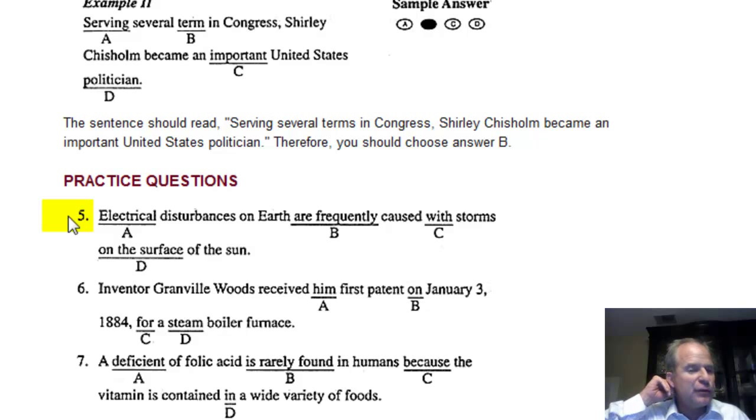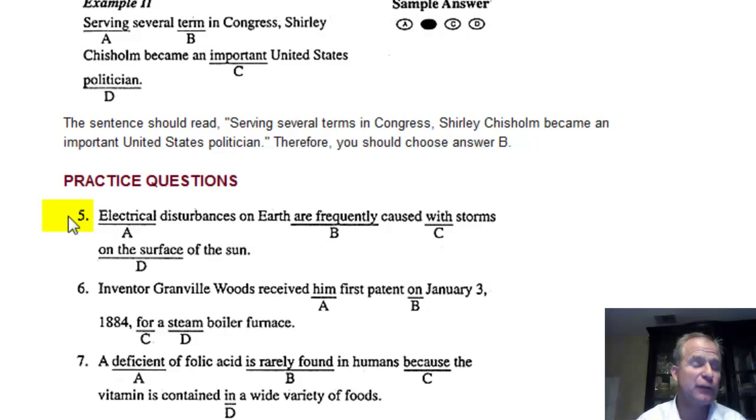So what you want to do is focus on the bigger words before you focus on what I call the more grammatical words. So electrical is an adjective, so I would definitely take a look at that. Look at the word are, and then frequently, which is an adverb, and are is a verb, right? Then you have with, which is a preposition. You have on the surface, which is a prepositional phrase. So your strategy first is to look at both A and B. Why? Because those are bigger, more important aspects of the sentence.